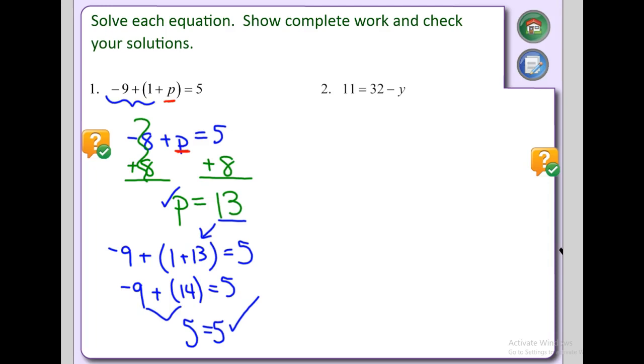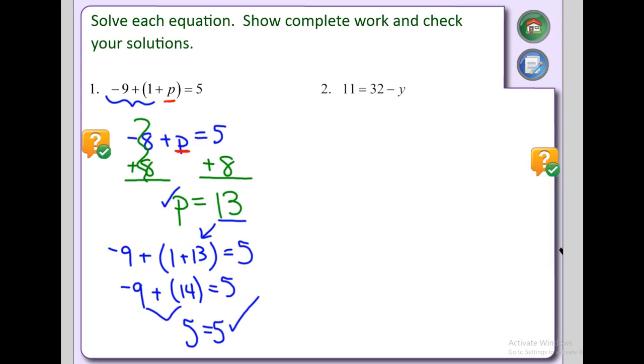Okay, so do you understand? Isolate the variable, get P alone by using inverse operations. Nicely done. We first solve, and then we check. Let's go over here and look at Mrs. Burton's number 2. If you look at my number 2, we've got 11 equals 32 minus y.